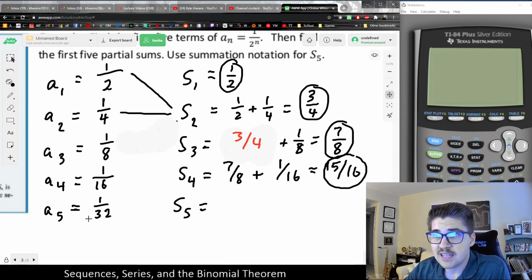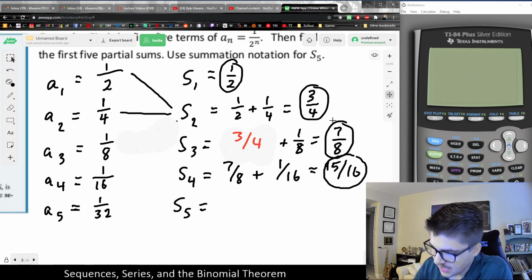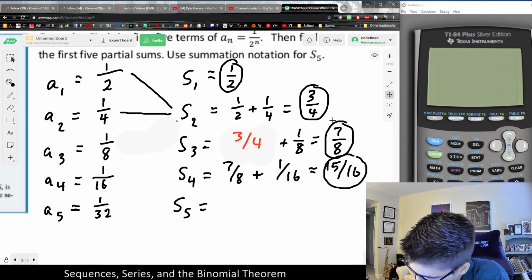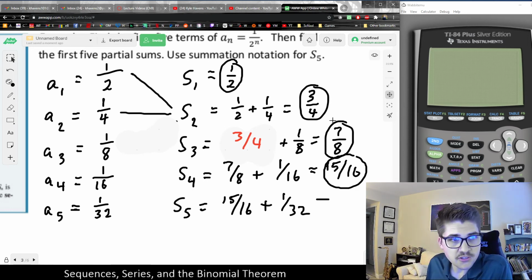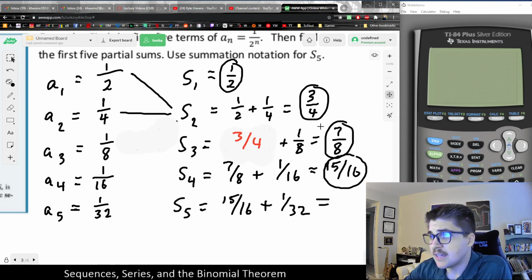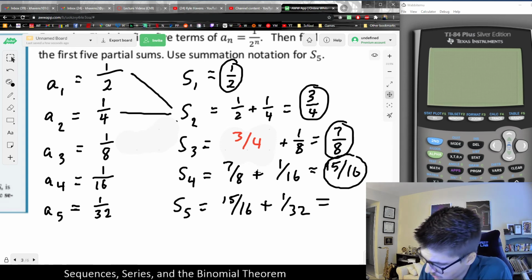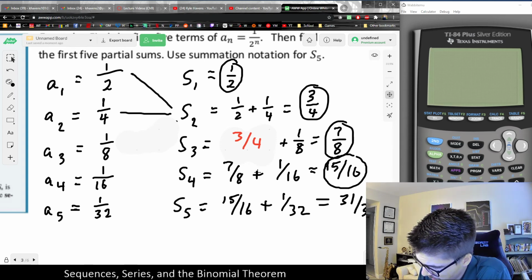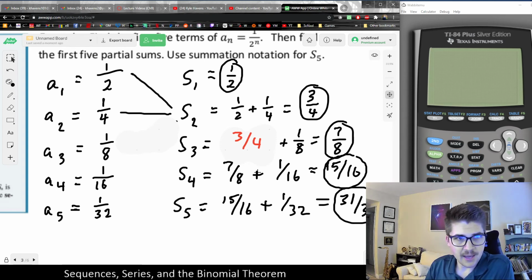If I was guessing, what would the next one be? If this is 1/32, my guess would be 31/32. It's basically one less than the denominator in each case. Let's go ahead and see if that works. I'm going to take the sum of the first four plus the fifth term to find the fifth partial sum. And again, in order to add those up, this would be 30/32 plus 1/32, which is 31/32. And I can quickly see that, yes, that pattern holds.